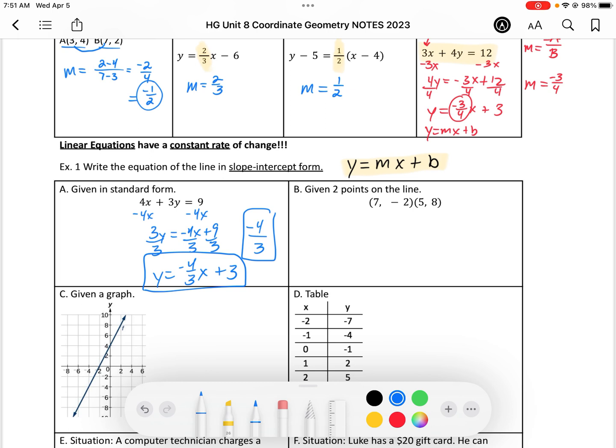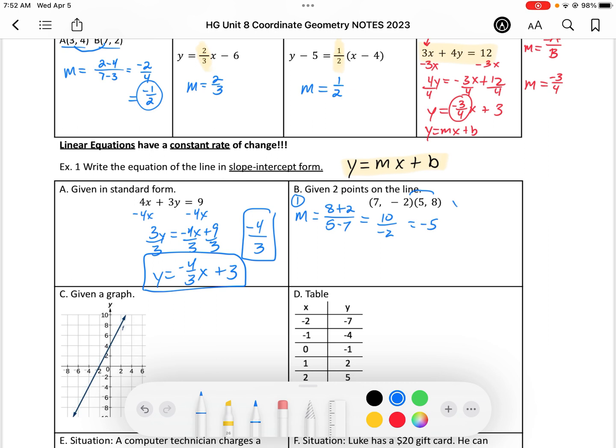Okay? For part B, if you're given 2 points on the line, the first thing you need to do is find the slope. Okay, step 1 is to just calculate the slope. Slope is rise over run. That's difference of the y's. So 8 minus -2 becomes 8 plus 2 over 5 minus 7, which would give me 10 over -2, which would be -5. So I know my slope is going to be -5, and then I get to pick either one of these to help me find what b is.